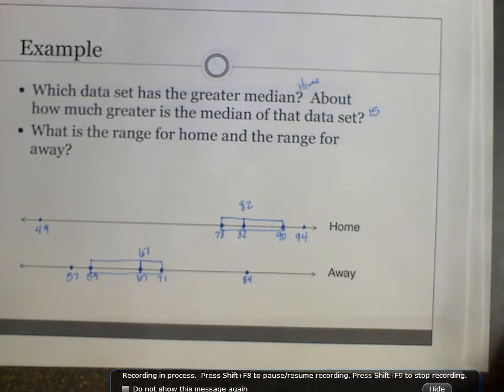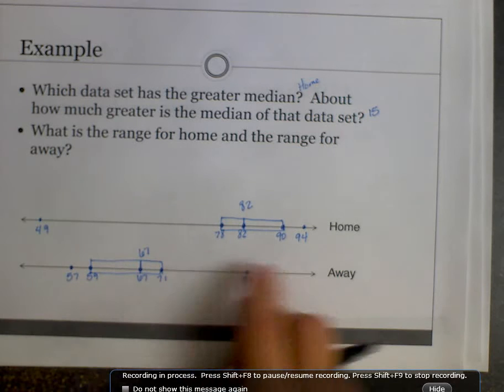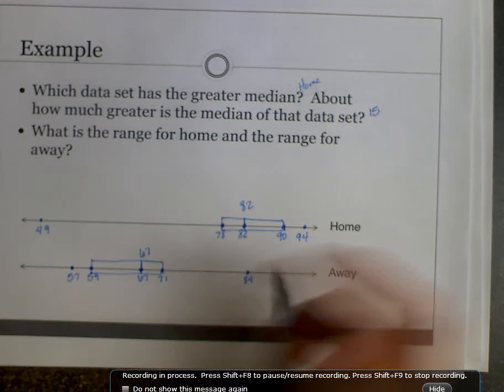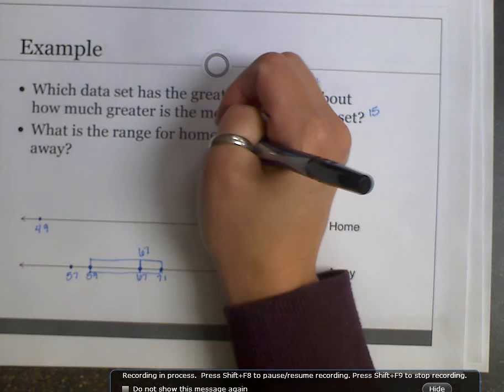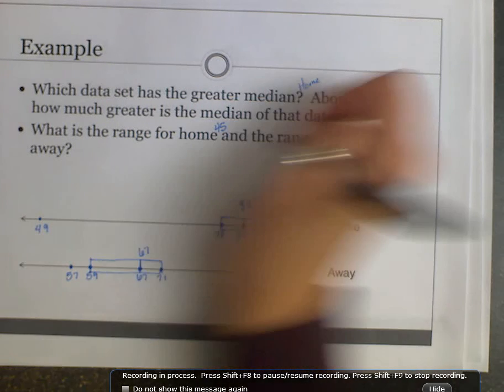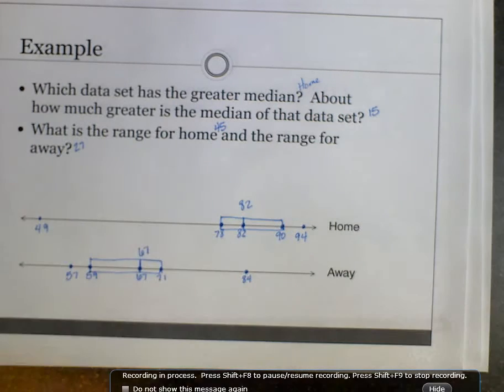What is the range for the home and the range for the away? The range is 94 minus 49, which is 45. That's home. And for the away games, 84 minus 57 is 27. All right, moving on.